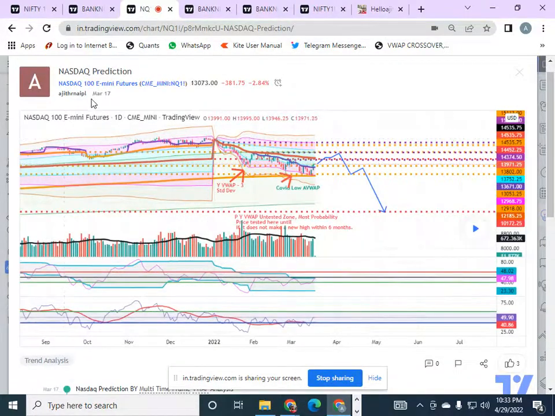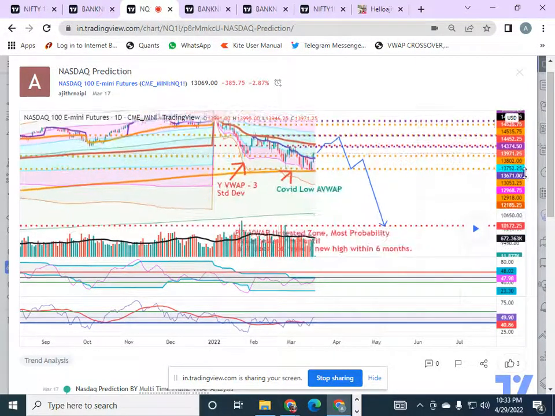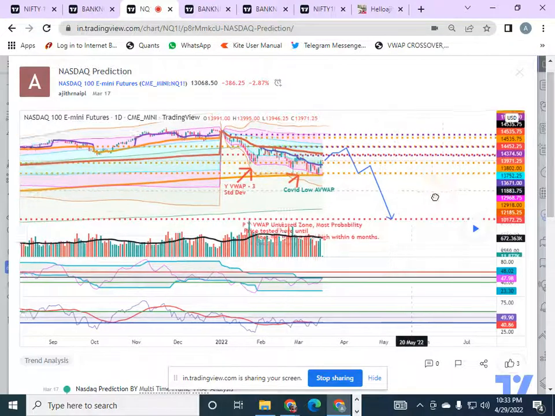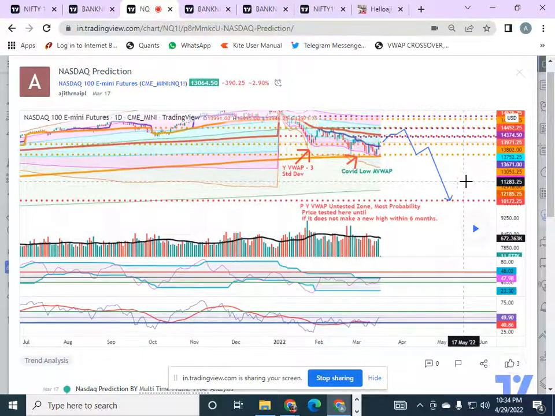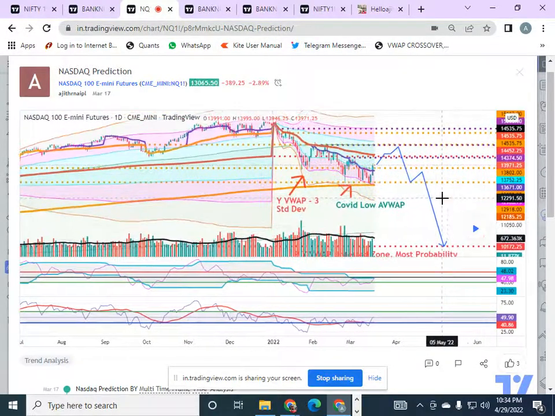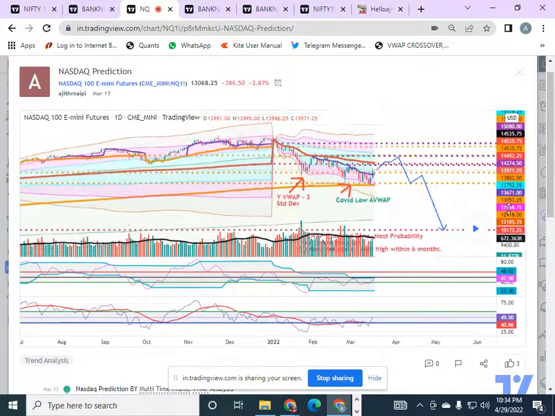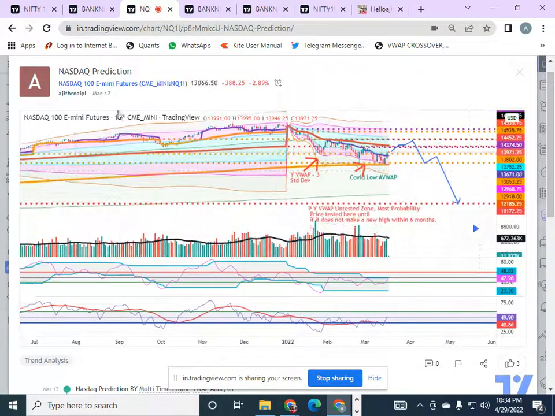This analysis I posted on March 17, 2022. On March 17 itself, I forecast a pullback around 15,150 or 200 levels, and then the downfall may start. Okay, let's see what happened after the March 17th analysis.